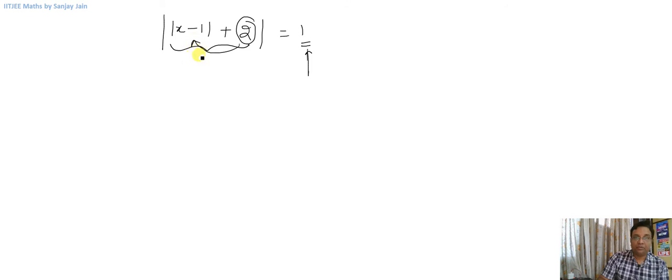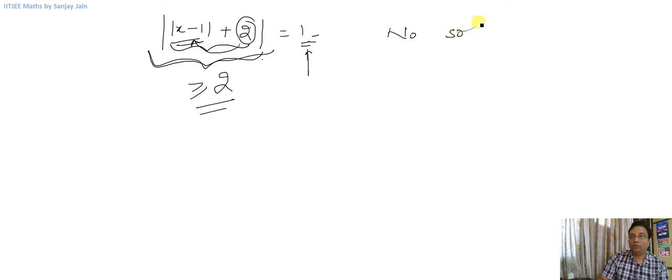Let us say I take modulus of mod x minus 1 plus 2 equal to 1. Now you see, on the right hand side I have got 1, and what I've got inside this modulus sign is 2 plus something non-negative. It means that the value of this modulus will always be greater than or equal to 2. It will never be lesser than 2, so it can never be equal to 1. Hence I can say no solution for this equation.